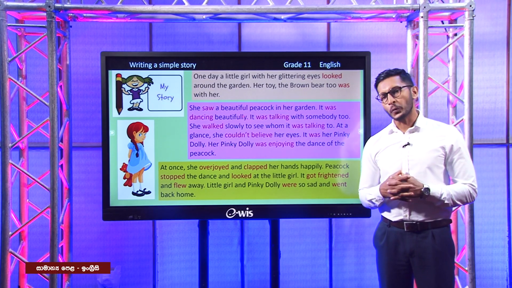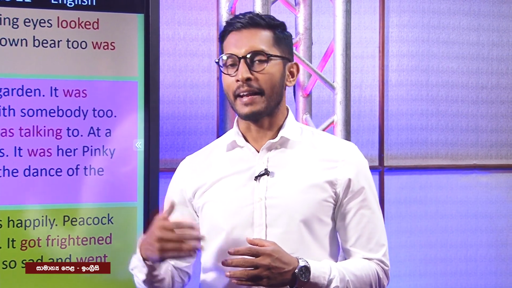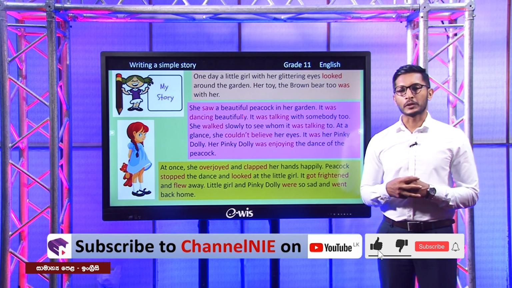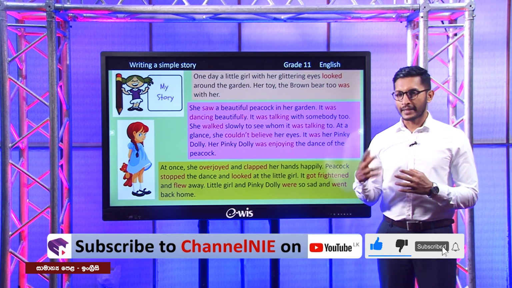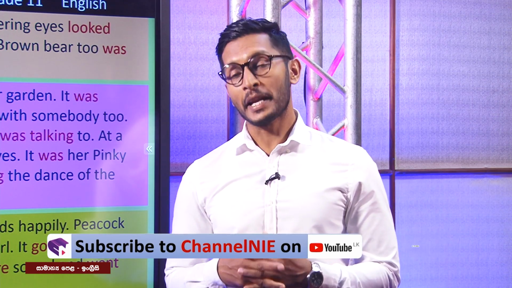So, when we write a story, we need to have a story map. In the story map, we have the beginning, the middle, and the end. At the beginning, we introduce the characters. In the middle part of the story, we present the problem, and then we solve the problem at the end of the story. With that, we have come to the end of the lesson.